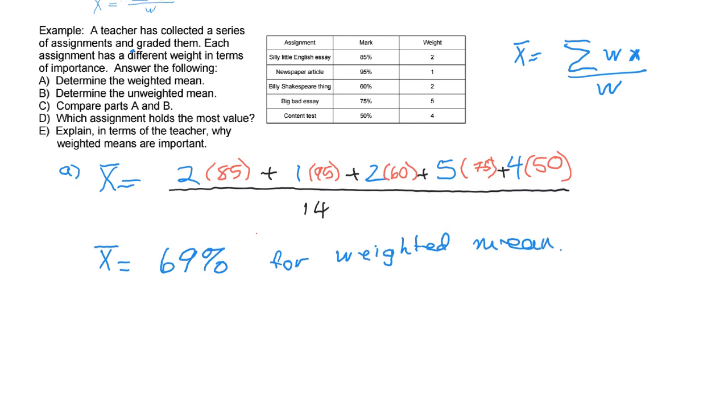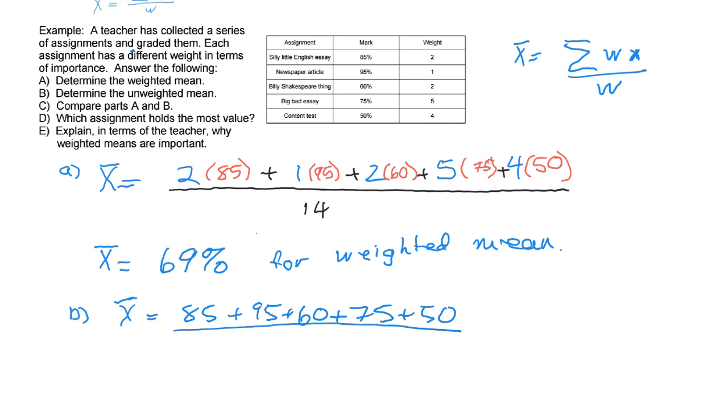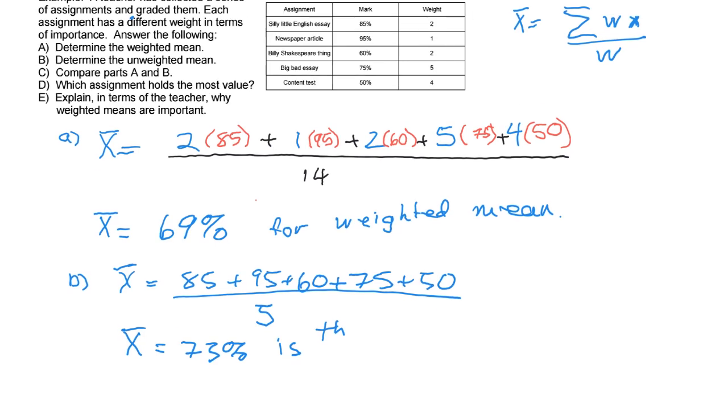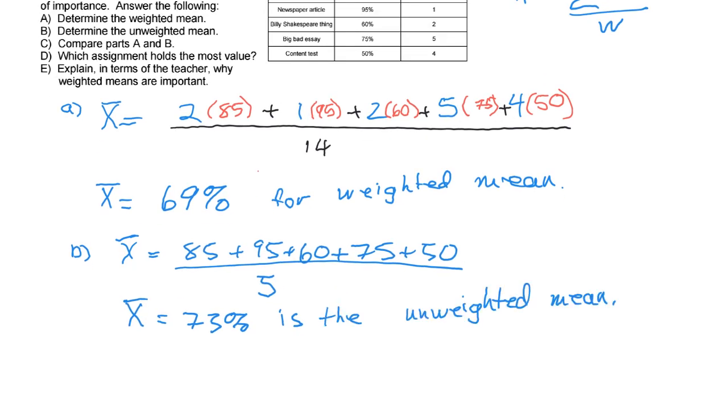Now, let's say that I need to calculate the basic mean for this. So x bar in this case is just 85 plus 95 plus 60 plus 75 plus 50, and we're going to divide by the overall 1, 2, 3, 4, 5, 5 spots. And you end up with 73%. And you're going to say this is the unweighted mean.